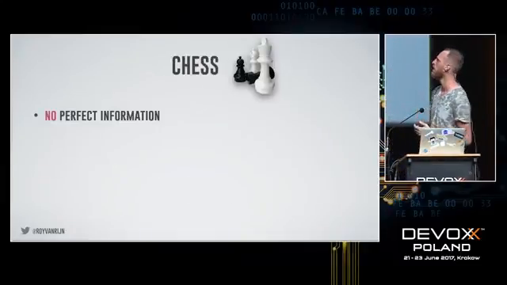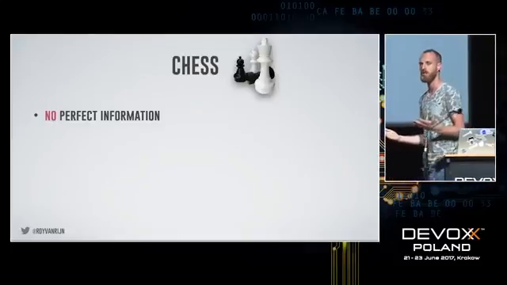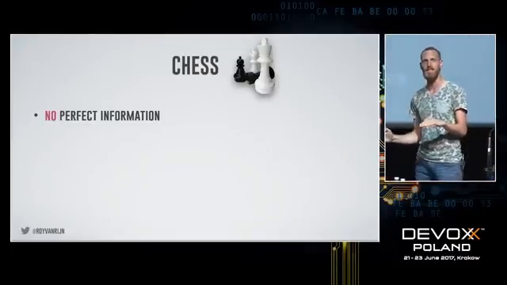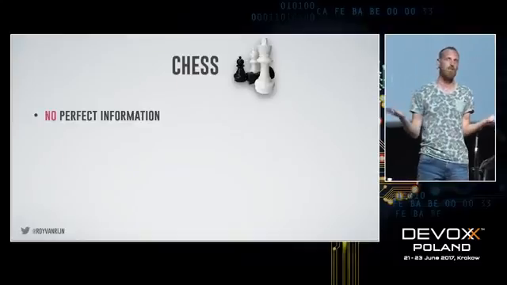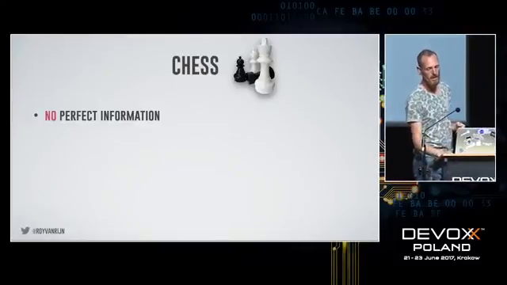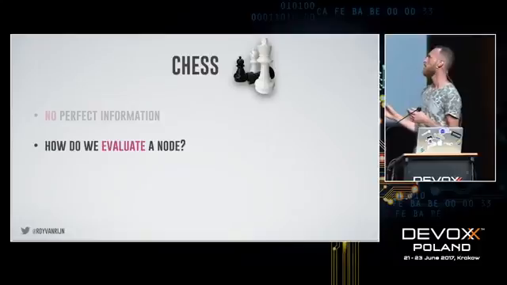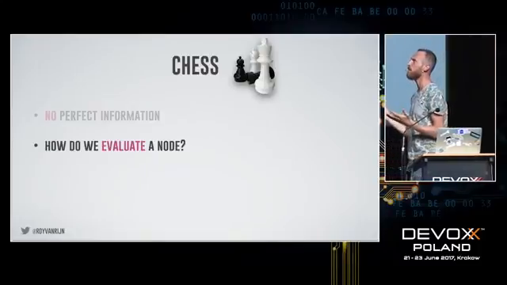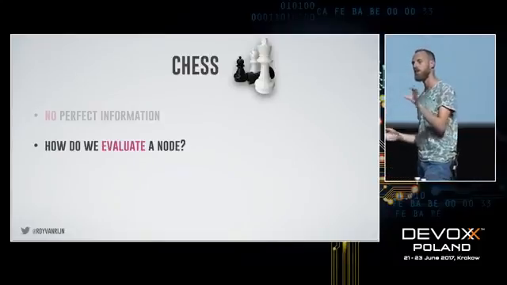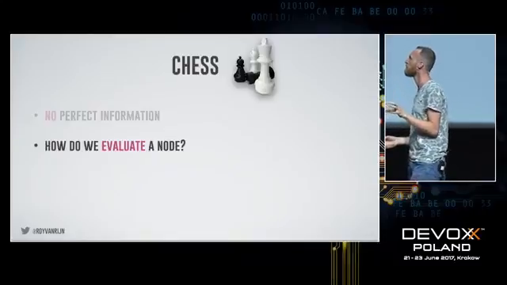So the problem is there's no perfect information. We can't calculate all the way to the end and assign a value, either win or lose. That's impossible. So how do we evaluate a node? How do we give a value to a certain node?